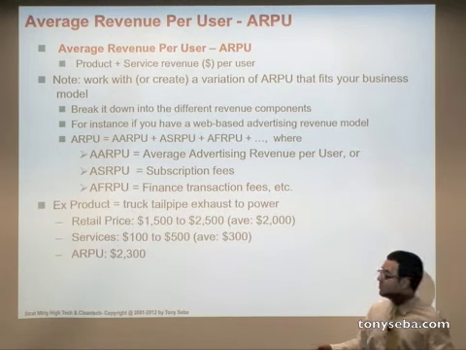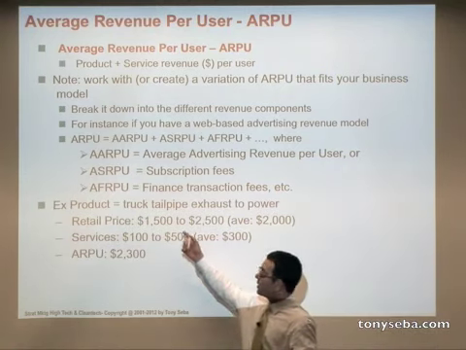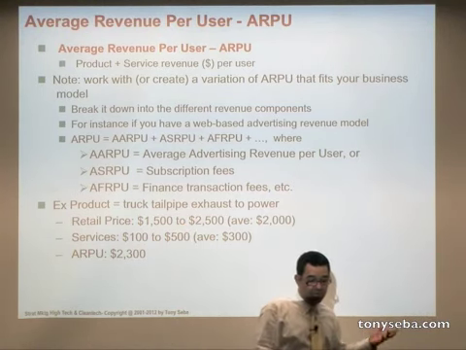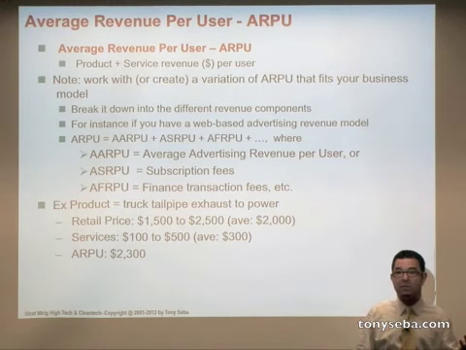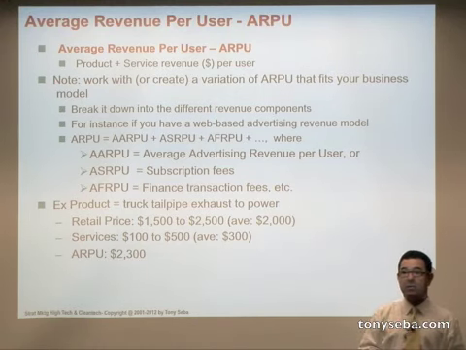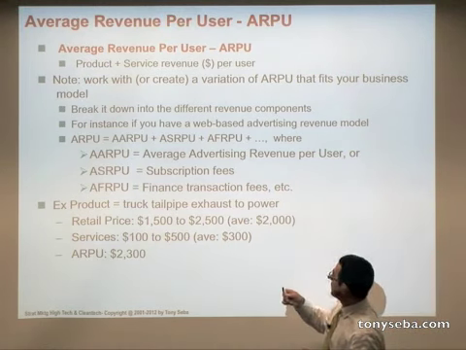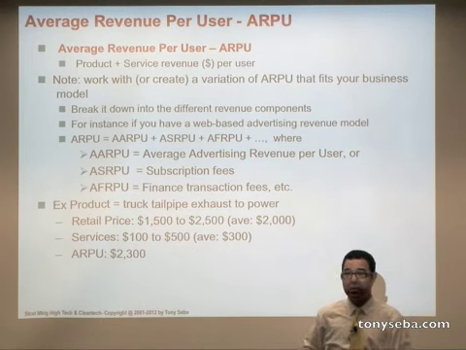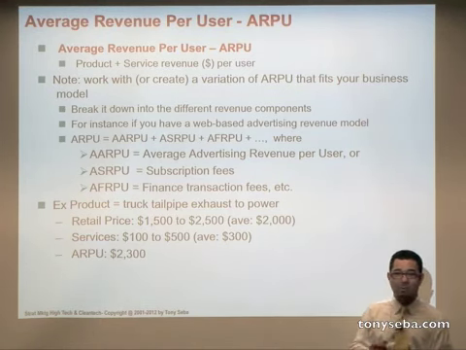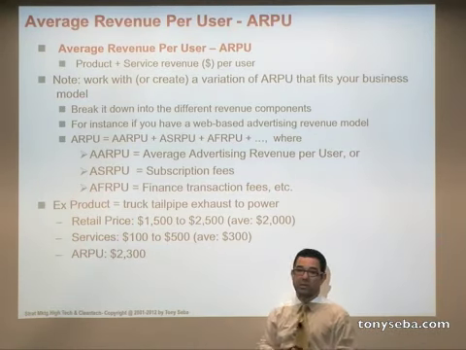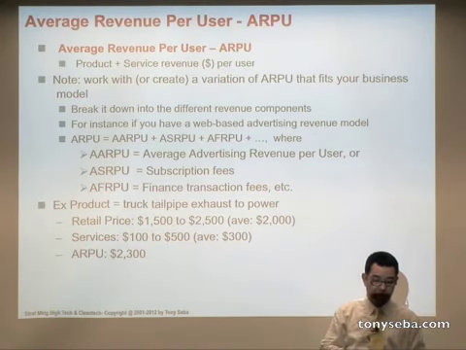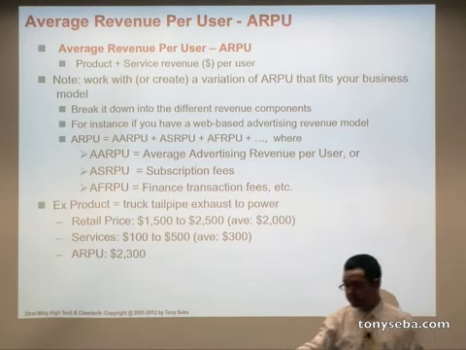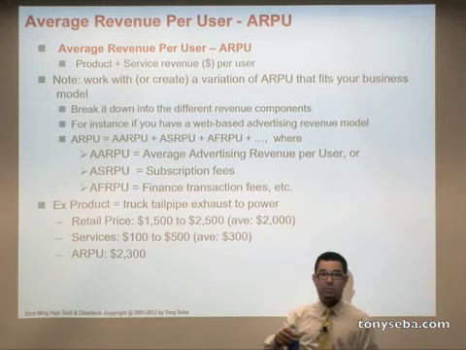So in this example, we're going to do the tailpipe exhaust to power product. Say the retail price is $1,500 to $2,500, depending on the size of the truck. So the average is $2,000. The services, GPS location or an app or whatever, is going to be $100 to $500. Insurance. So basically, the ARPU is going to be $2,300. Does that make sense? Average revenue per user.